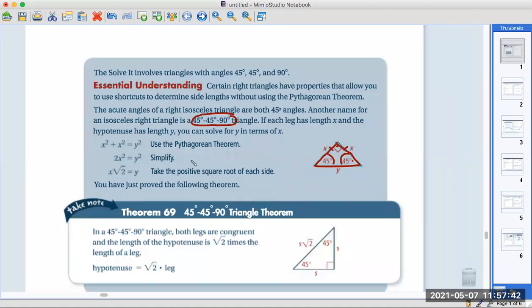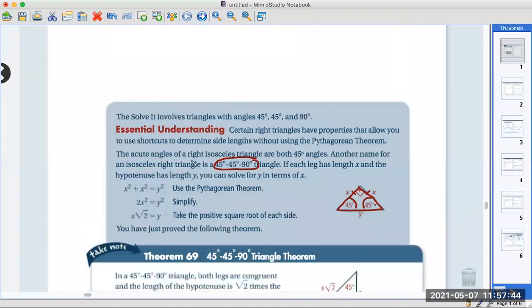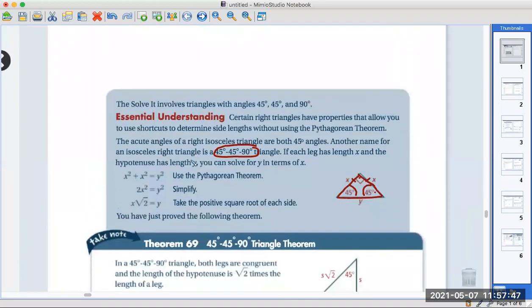So let's look at the theorem. First of all, let's read what it says here. Essential understanding: certain right triangles have properties that allow you to use shortcuts to determine side lengths. So it's about side lengths without using the Pythagorean theorem. Before, we used the Pythagorean theorem to find the missing side length in a right triangle, but you don't have to if it's a 45-45-90-degree triangle.